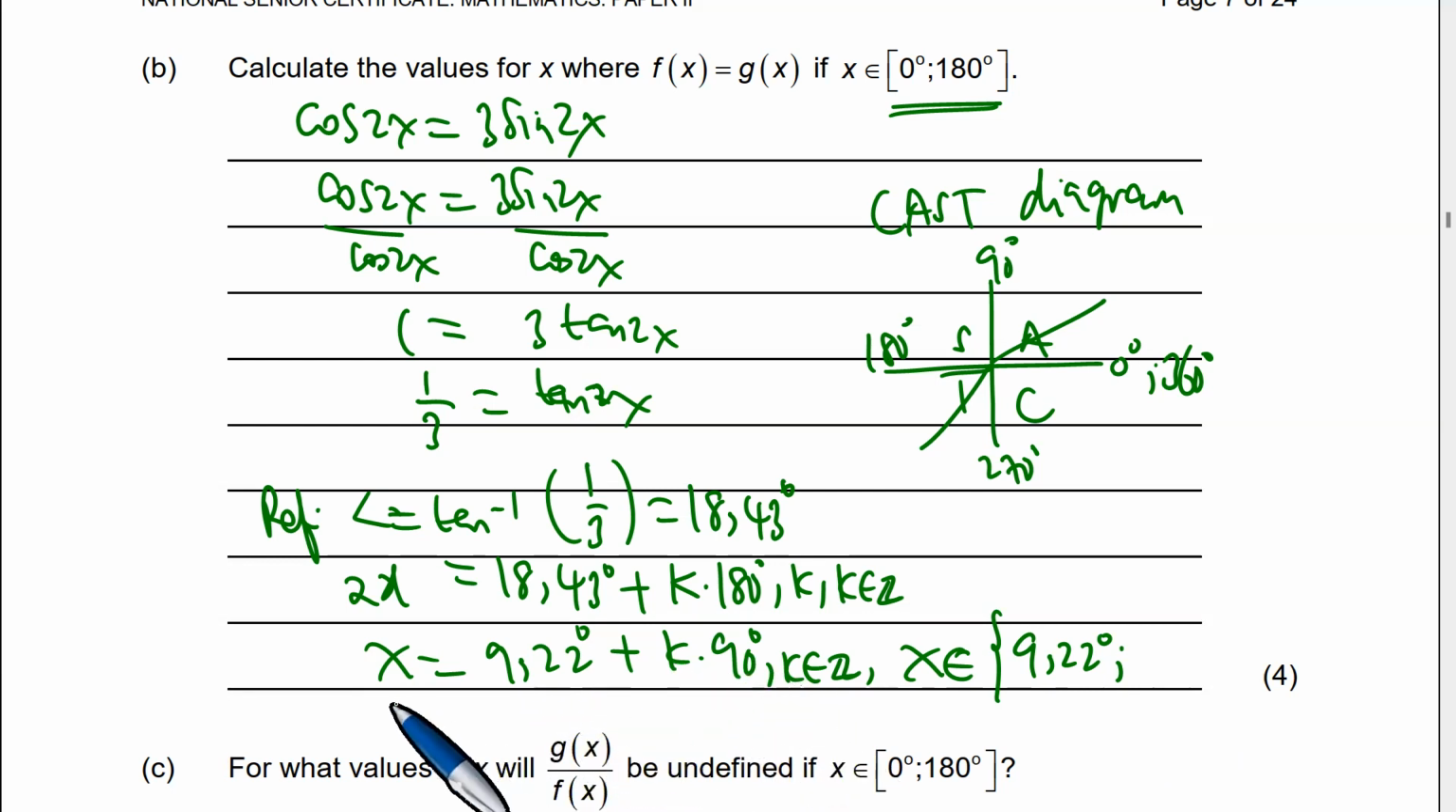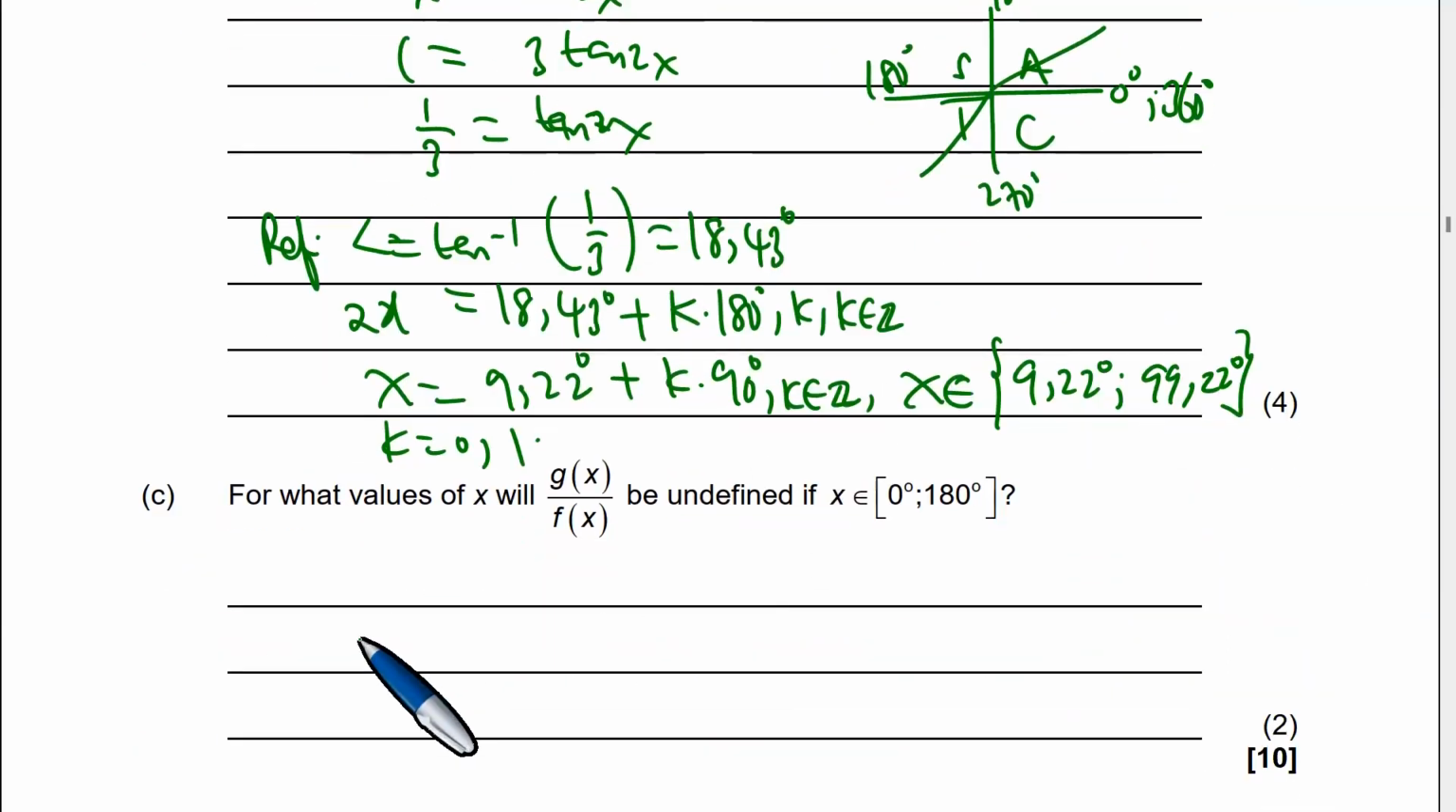But now if you put k equals 1, so you take the values k is 0, 1. If k is 1, then 1 times 90 is 90, 90 plus 9.22 is 99.22 degrees. So these will basically become the two angles that exist between 0 and 180 degrees. Right, so we got the answer.